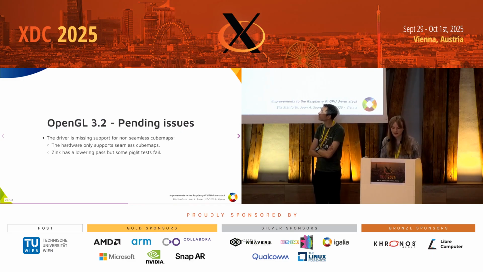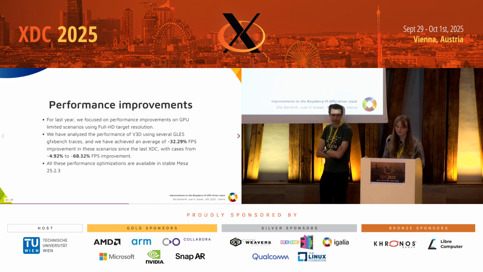There is a lowering pass in Mesa used by Zink, which tries to emulate non-seamless cubemaps by using texture arrays. However, using this pass doesn't pass all piglit tests and gets into some very odd edge cases with MIP levels and filtering. I'll now hand over to Juan to talk about performance improvements.